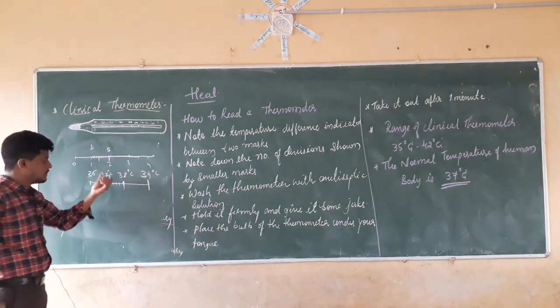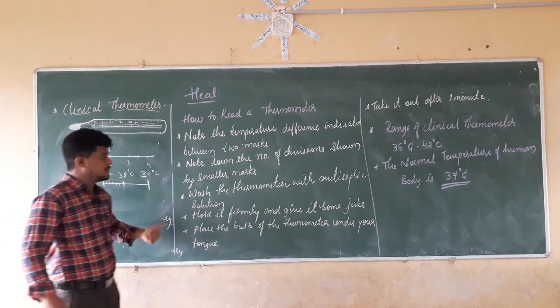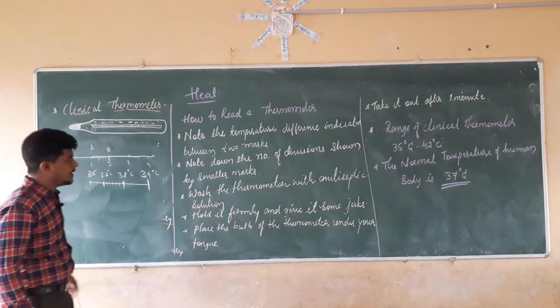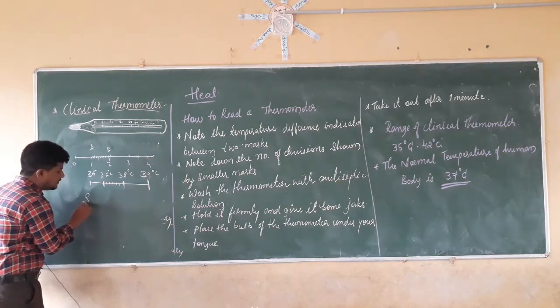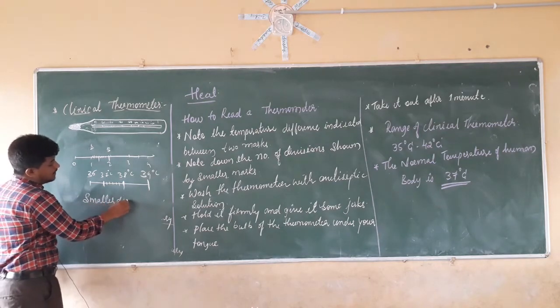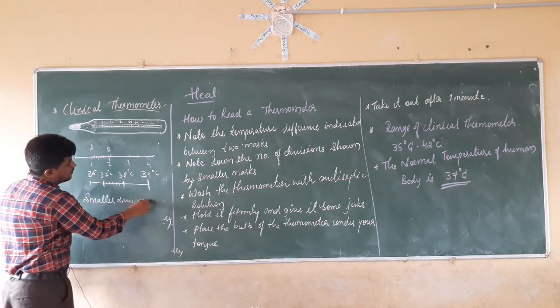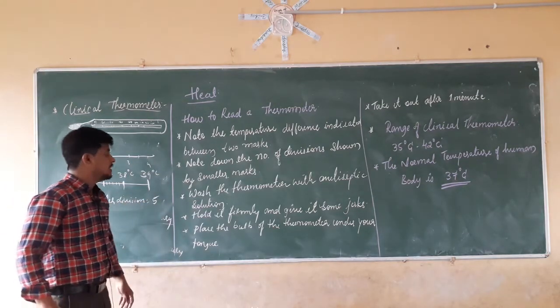First we mark the two big divisions, the big marks. In those marks we note down the number of divisions shown by the smaller marks. Here in this clinical thermometer, how many smaller divisions are there? The smaller divisions are 5.